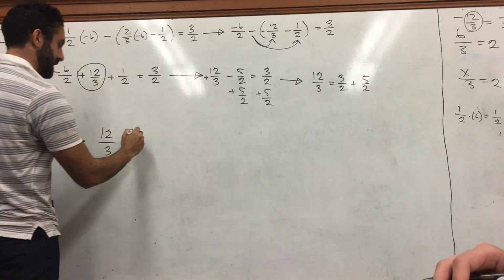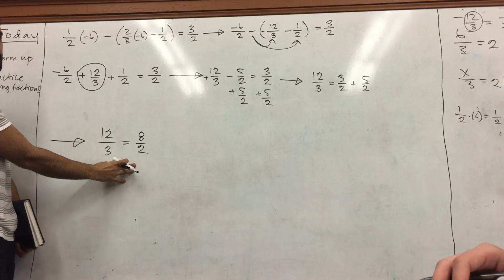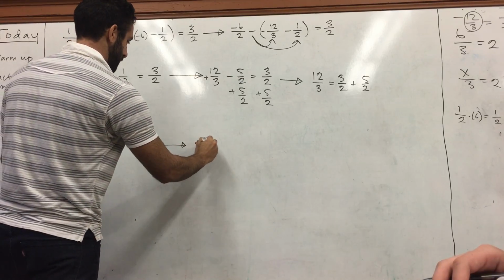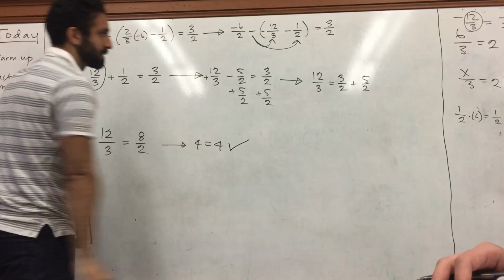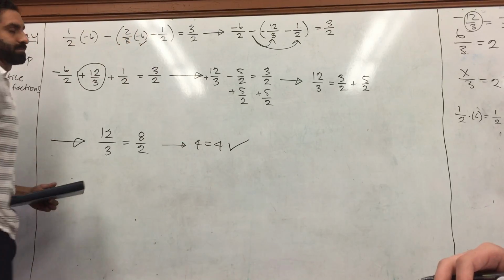What's 3 plus 5? It's 8 over 2. Is this a true statement? Is 12 over 3 the same as 8 over 2? Yeah. It is, right? 4 equals 4. So our original negative 6 was right. So let's do it now.